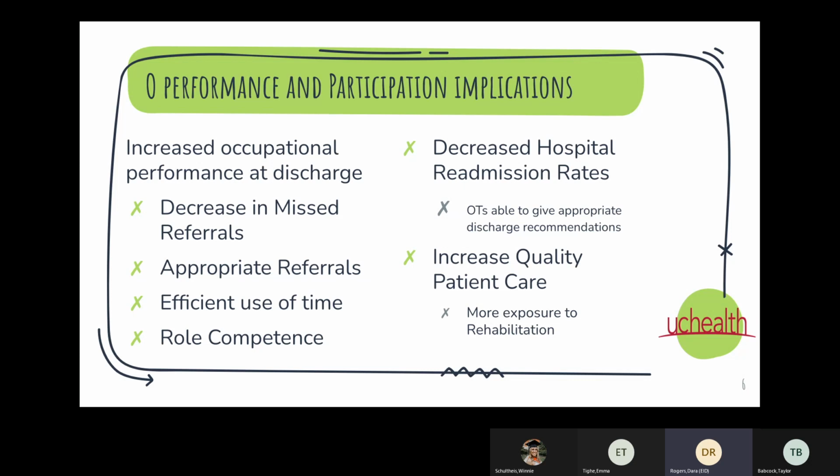This process can also improve role competency through providing nurses and doctors with a better understanding of who does and does not need OT services. Overall, through this new referral process, patients in acute care will be able to receive appropriate OT referrals by more easily identifying patients who need OT services through this role competency. This will lead to more exposure to rehabilitation for patients who might be missed otherwise, and more efficient use of time for OTs to focus on improving a patient's occupational performance and recommendations for a safe discharge plan.